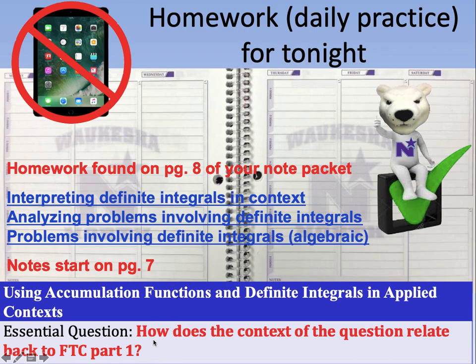Our essential question for today is, how does the context of the question relate back to accumulation and definite integrals? In other words, it relates back to the fundamental theorem of calculus part 1. That's really what it's going to relate back to. These are applications using the fundamental theorem of calculus part 1, which you've already used quite a bit in the last unit. We really rely heavily on it, so I think you probably have a good comfort level with that.